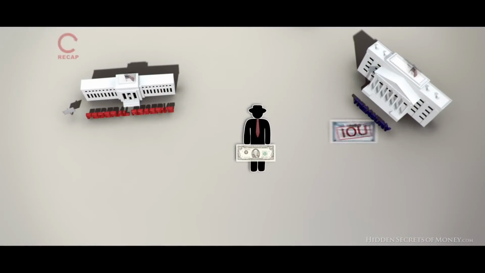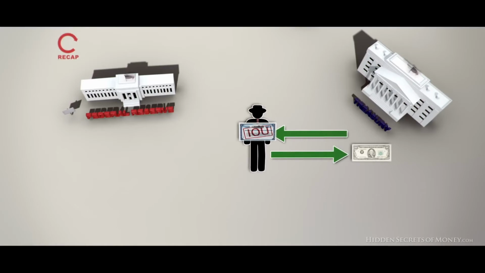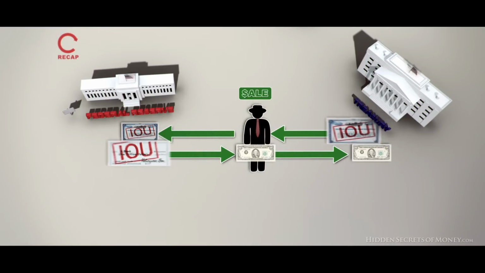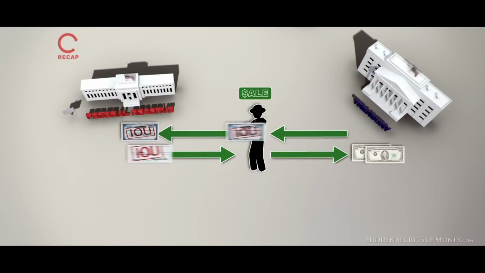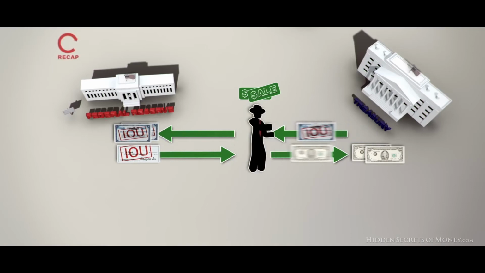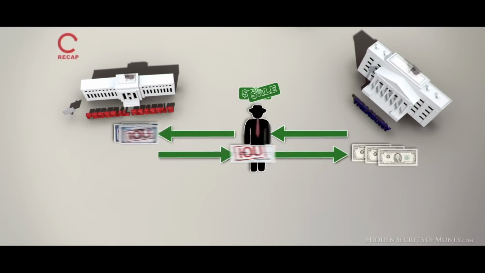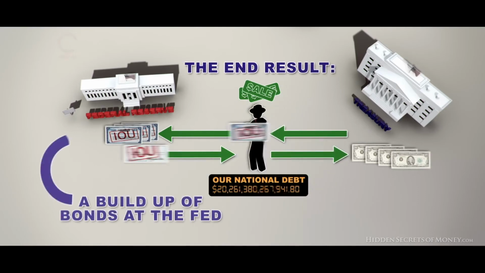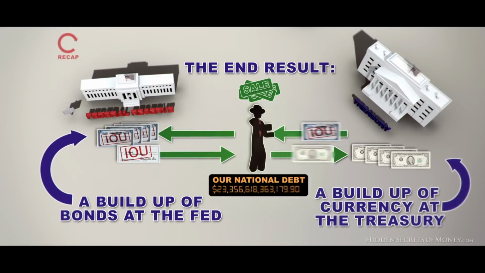The Treasury issues IOUs, bonds. The banks then buy those IOUs with currency. The Federal Reserve then writes IOUs, checks, and hands them to the banks in exchange for the Treasury's IOUs, the bonds. And currency is created. So what's really happening is the Federal Reserve and the Treasury are just swapping IOUs, using the banks as middlemen, and abracadabra, presto, currency magically springs into existence. This process repeats and repeats over and over again, enriching the banks and indebting the public by raising the national debt. The end result is that there's a buildup of bonds at the Federal Reserve and currency at the Treasury.